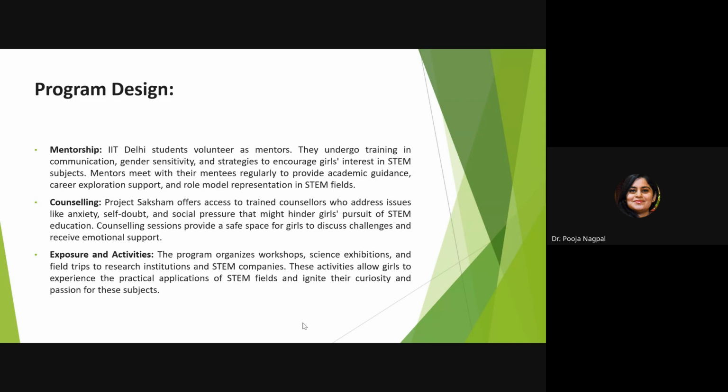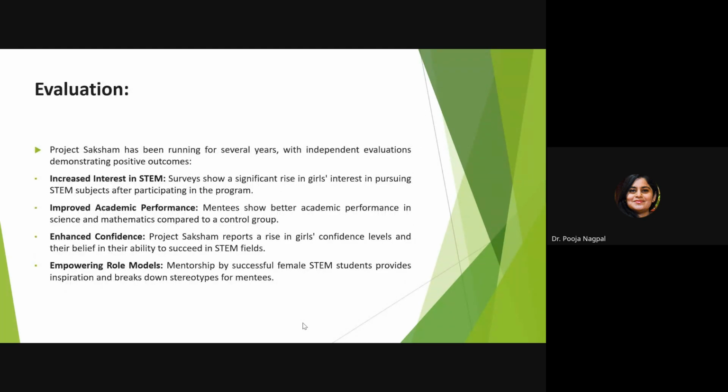So counseling: Project Saksham offers access to trained counselors who address issues like anxiety, self-doubt, and social pressure that might hinder girls' pursuit of STEM education. Counseling sessions provide a safe space for girls to discuss challenges and receive emotional support. In exposure and activities, the program organizes workshops, science exhibitions and field trips to research institutions and STEM companies. These activities allow girls to experience the practical application of STEM fields and ignite their curiosity and passion for these subjects.